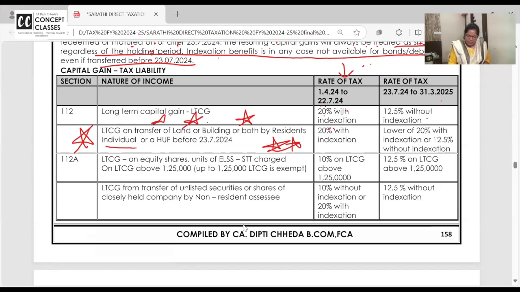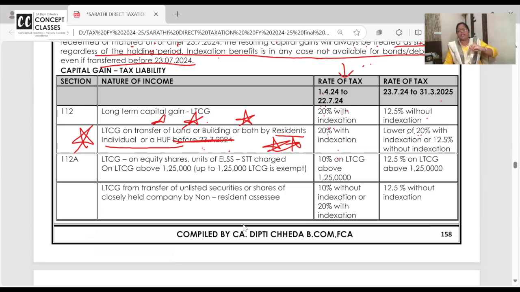In case of resident individual and HUF, if they have transferred land and building before 23rd July, then it is 20%. After 23rd July, lower of... before, there is no need to write it, because before 23rd July it's 20% with indexation, land and building.